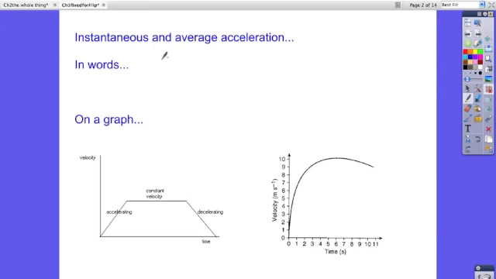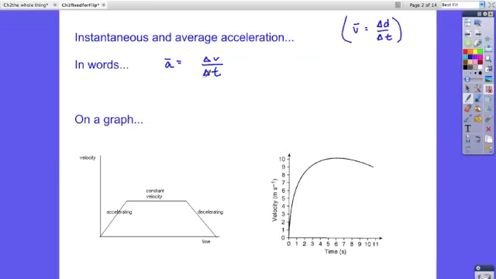Instantaneous and average acceleration. In words, well, it's pretty obvious. Average acceleration is how much your velocity changes over the time interval that it changes in. Remember, our average velocity was equal to how much our position changed divided by how much time it changed in. So it's the same deal, just with acceleration now.